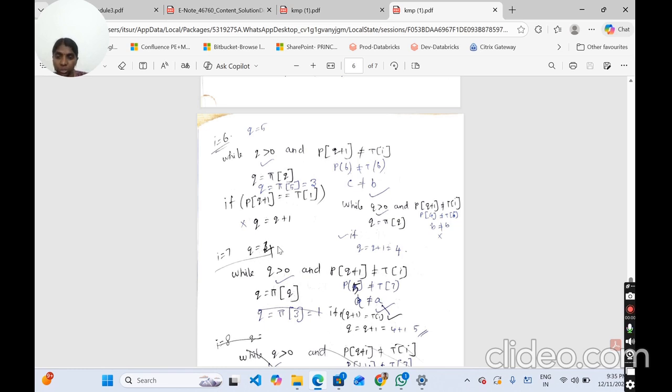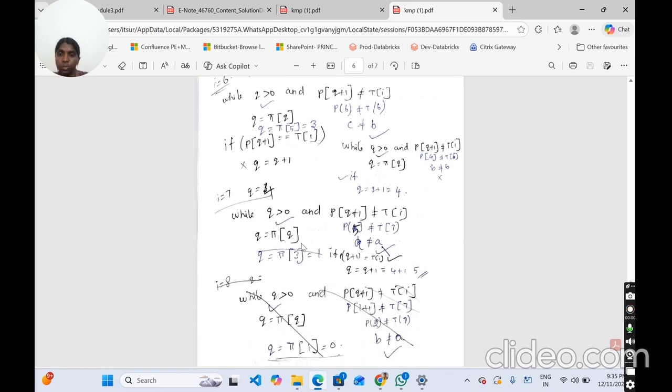We are not actually shifting from first to second. We are shifting from the previous position, because 3 letters already matched. So we are using that. Now i equal to 7, while q greater than 0, yes. And whether our pattern and t of 7 are matching, yes, it is matching. So if it is matching, q equal to q plus 1, that means q will be 5.